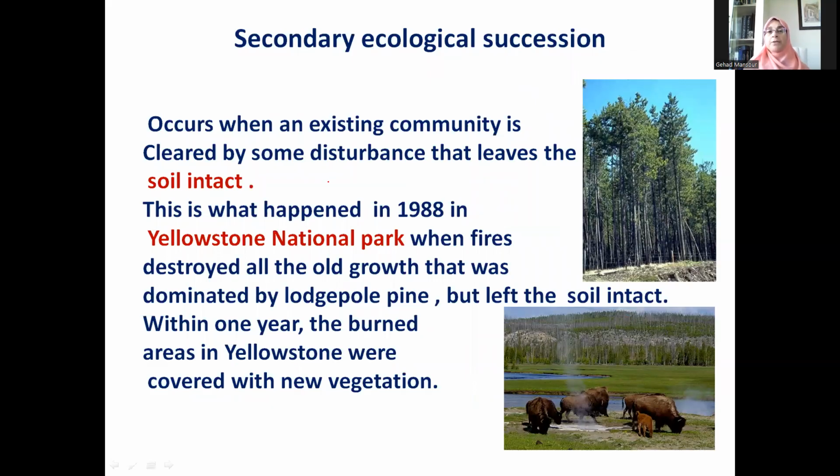Then we have the secondary ecological succession. In secondary ecological succession, you have a certain community, and again, that community will be removed by a certain incident or disaster. But the main difference is that in this case, the soil is preserved. And this is what happened in 1988 in Yellowstone National Park.